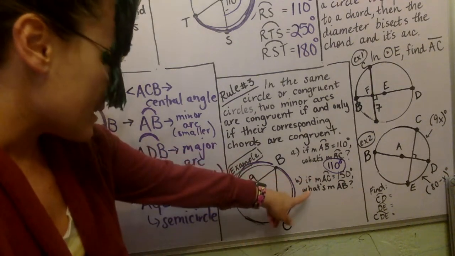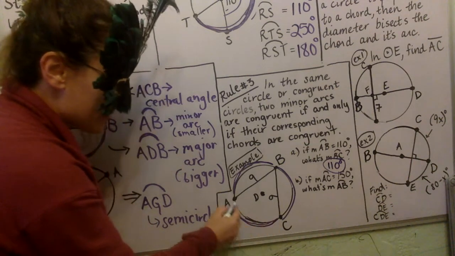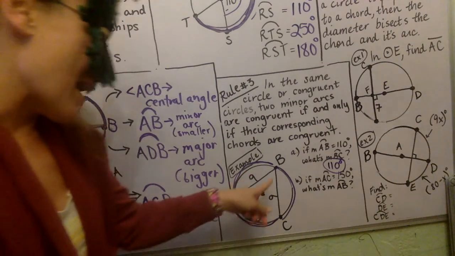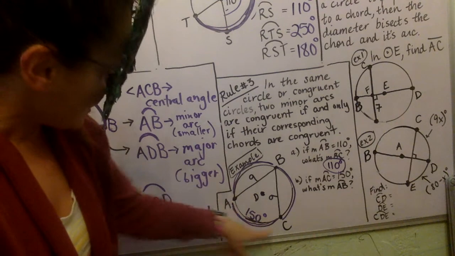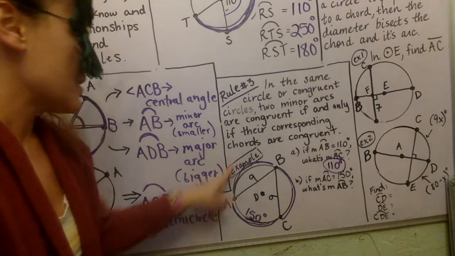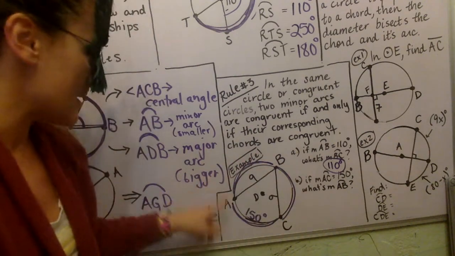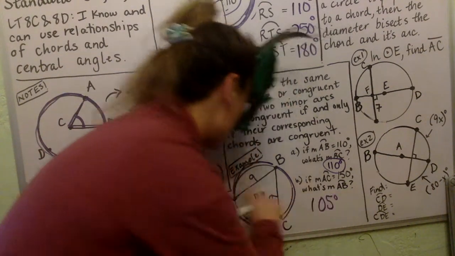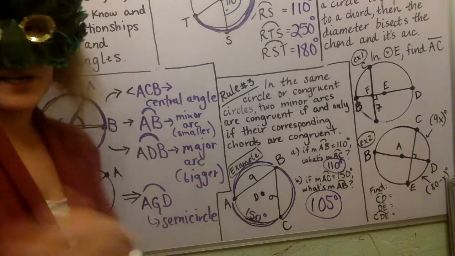And then in the second example, it says that AC, so from here to here, is 150 degrees, okay? And so if that's the case, what's going to be the measure of AB? Well, if this is 150, that must mean that the rest is 210, because 210 plus 150 would make 360. And then 210 divided by 2, that must mean that the measure from A to B would have to be 105. Okay, so just check that out.